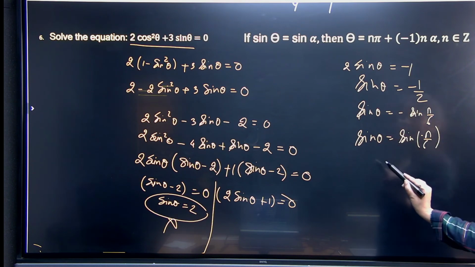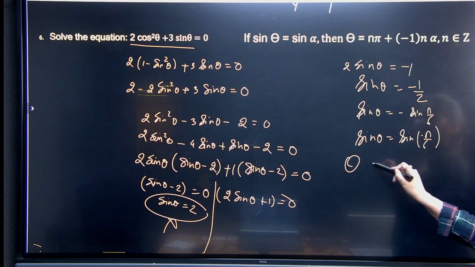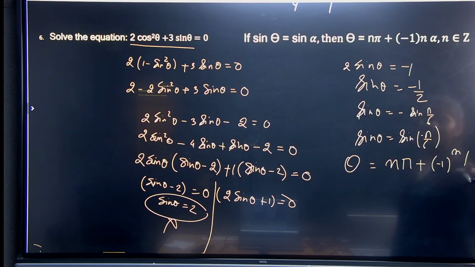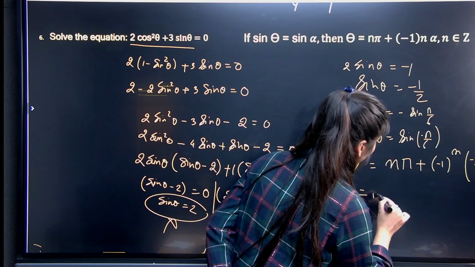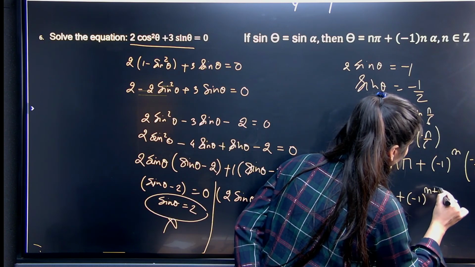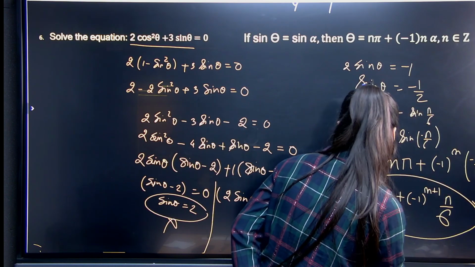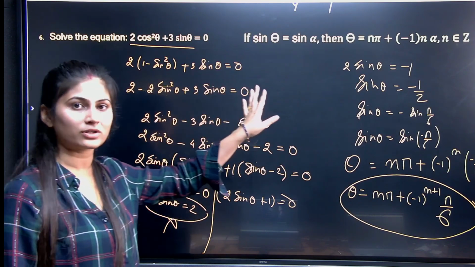Now it is of the form sin theta is equal to sin alpha. So the general solution is theta is equal to n pi plus minus 1 to the power n, alpha is minus pi by 6. Again we can write it as n pi plus minus 1 to the power n plus 1 times pi by 6. We have done this before. So this is the general solution of the given question. There is only one general solution for this question.